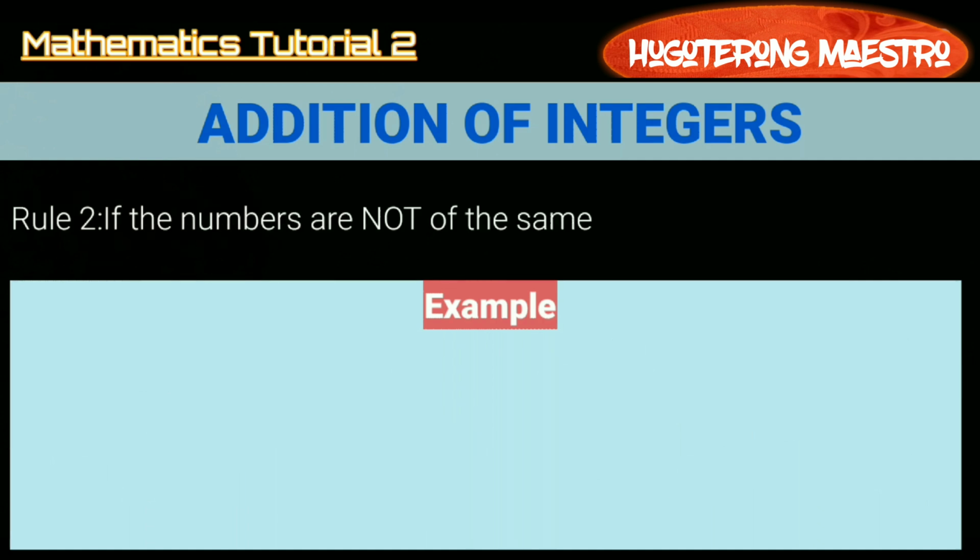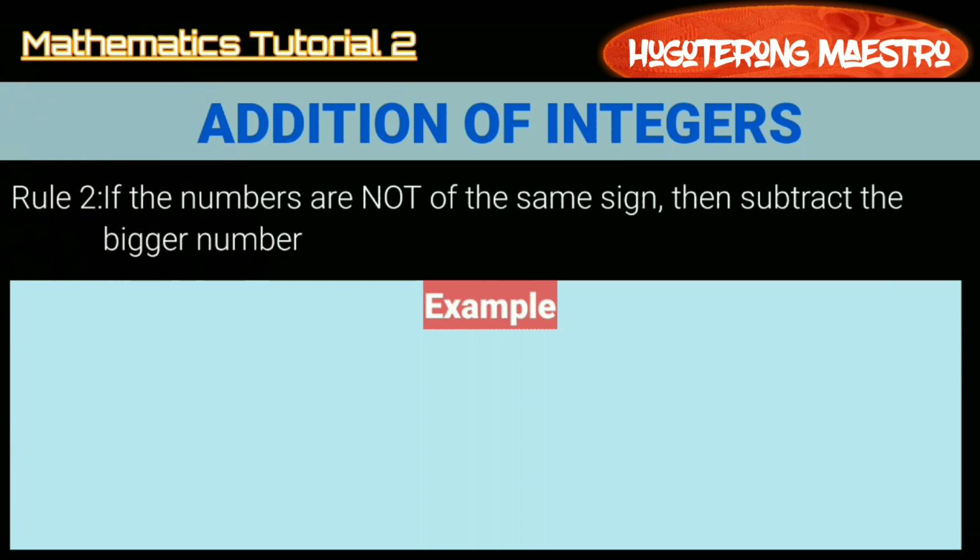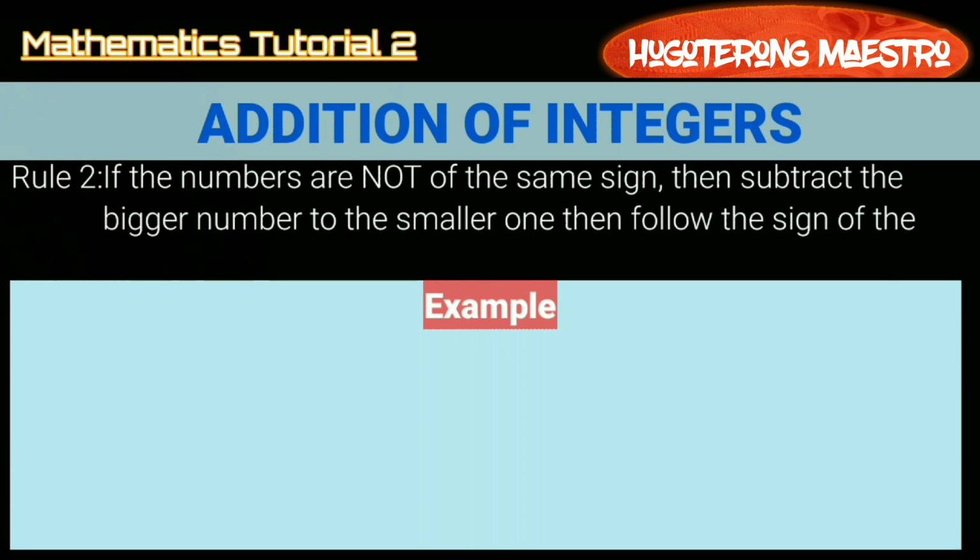Let's proceed to rule number 2. If the numbers are not of the same sign, then subtract the bigger number to the smaller one, then follow the sign of the bigger number. Ibig sabihin nito, kapag hindi pareho ang sign ng numbers na i-add natin, halimbawa ang isa ay positive at ang isa naman ay negative, ang gawin lang natin ay isa-subtract ang malaking number doon sa maliit at pagkatapos ay ifa-follow lang natin ang sign of the bigger number.